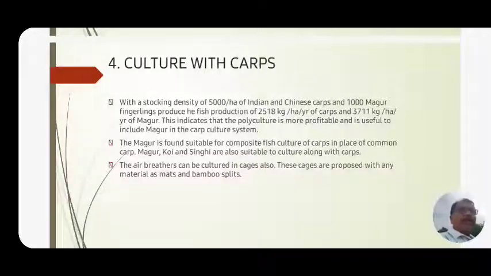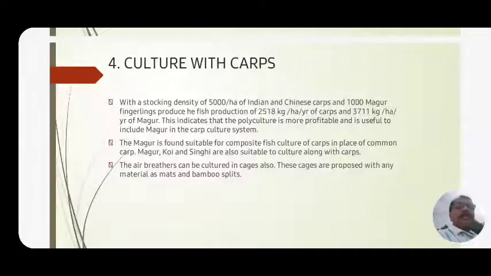Suppose magur is combined with major carp culture or Chinese carp culture, how much production can occur? The carp production is near about 2.5 tons and the magur production is near about 4 tons, that is, near about 3,700 kg per hectare per year. This is possible.